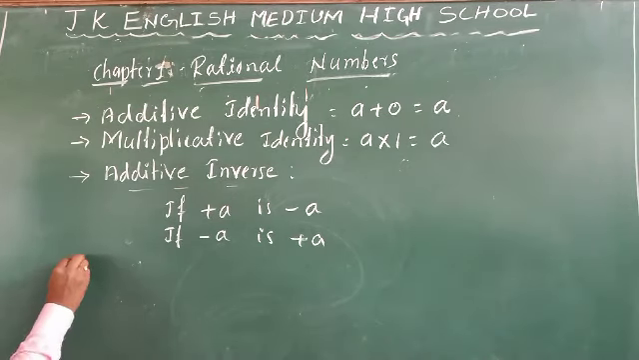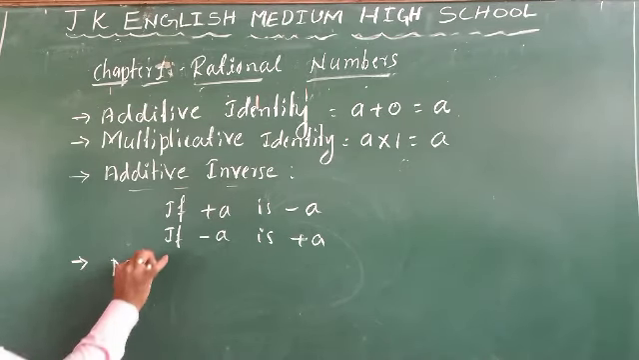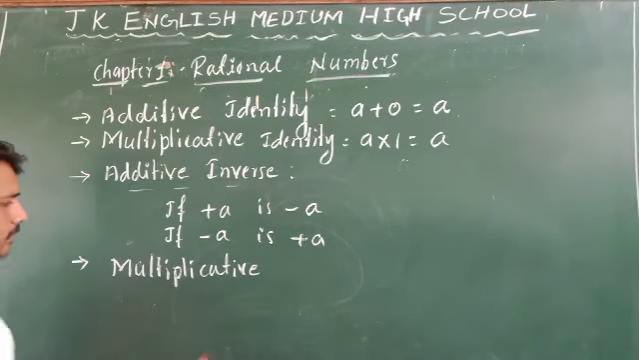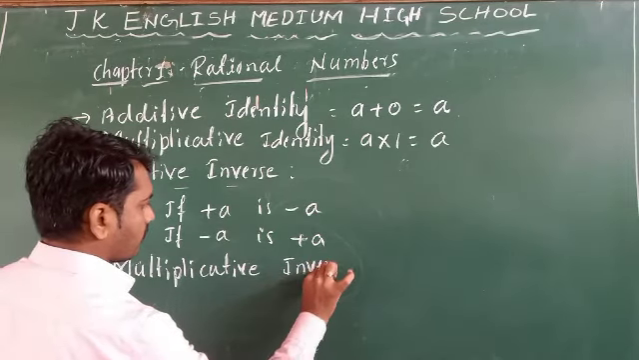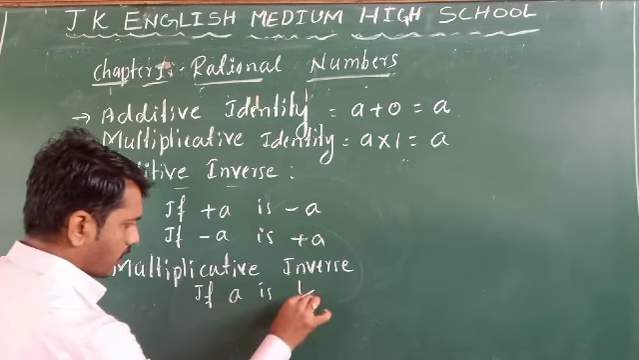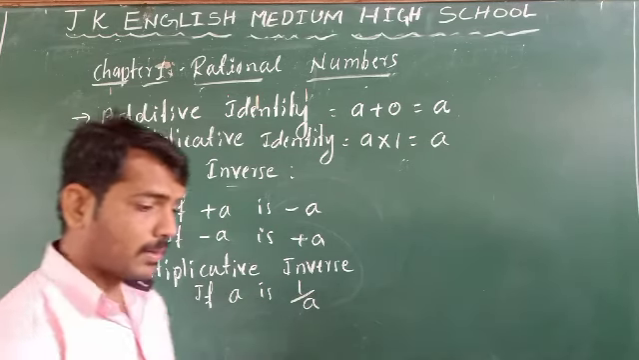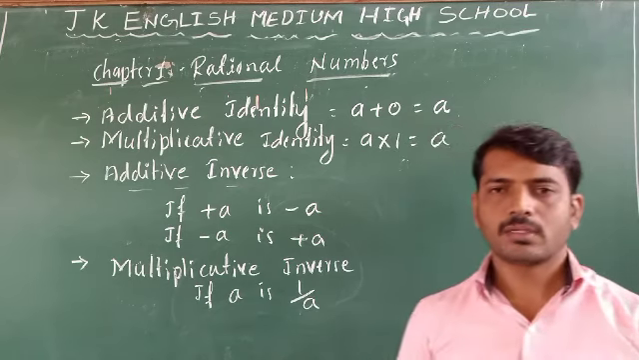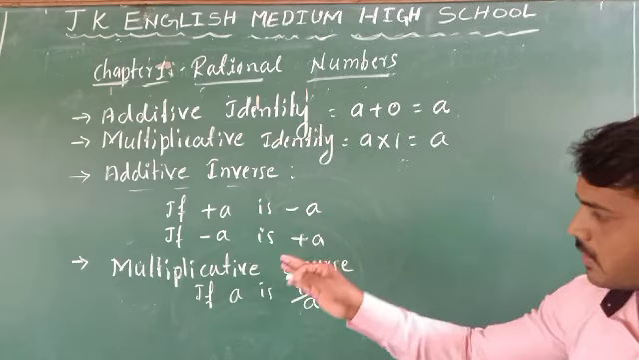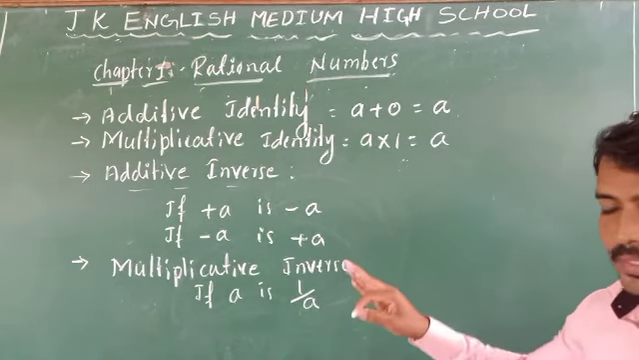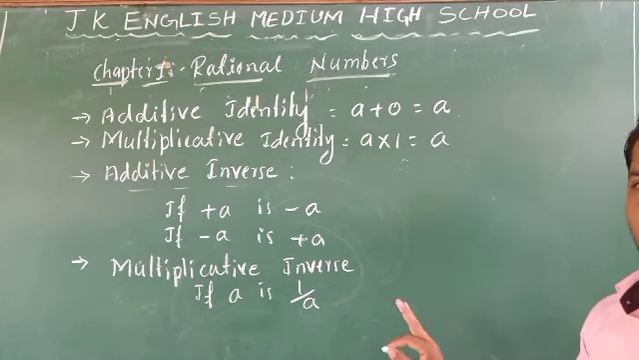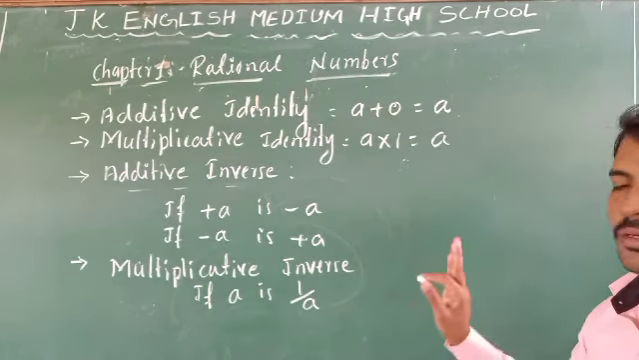Next one, multiplicative inverse. The multiplicative inverse of a is 1 upon a. In additive inverse, plus will change to minus and minus will change to plus. But while writing the multiplicative inverse, the numerator will come to the denominator.